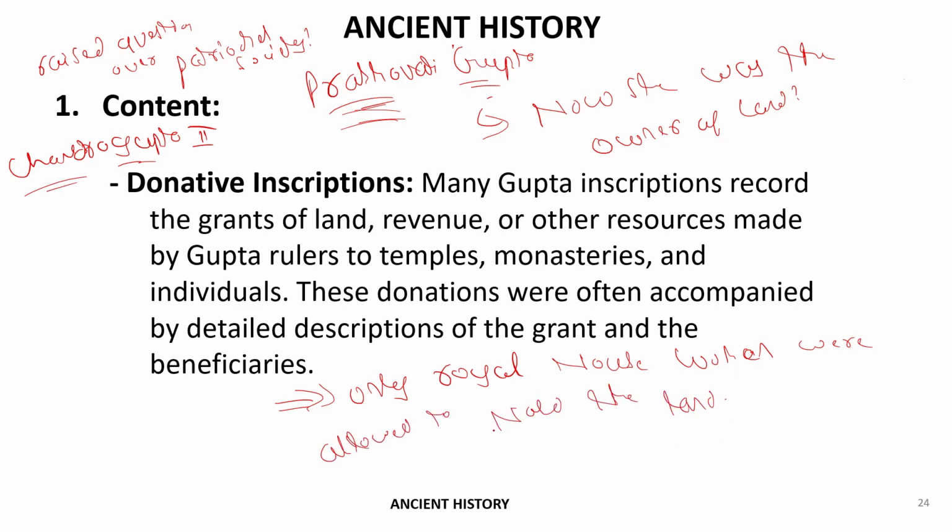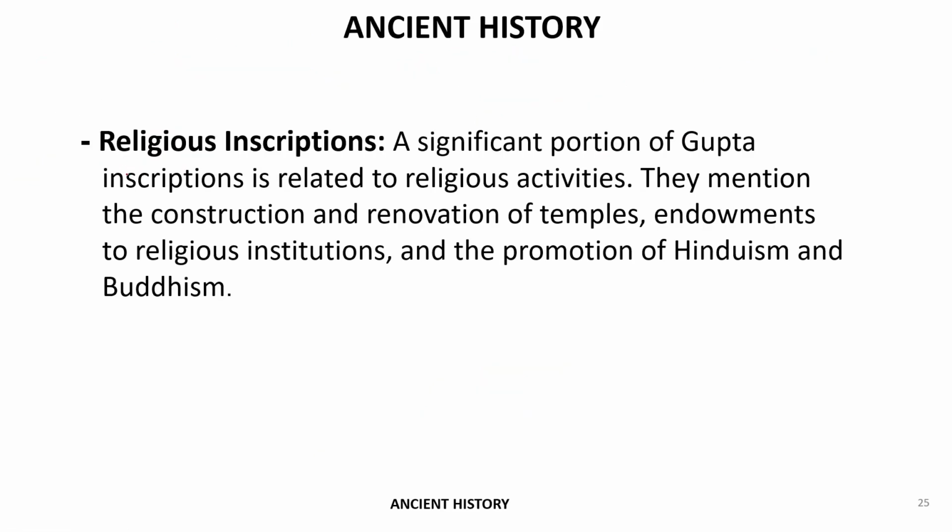Okay, so that was the second concept, that maybe there was a patriarchal society and we agree that Prabhavati Gupta was donating the lands, so there must be a reason that she belonged to the royal household, or because the king had the right to make and destroy the rules, so maybe he permitted his daughter to donate the lands and become an owner. Okay, that was the second theory. Okay, so here we have finished the donative inscriptions. Now let's move forward. Thereafter we have the religious inscriptions.